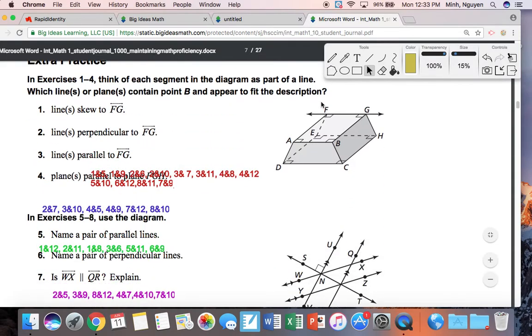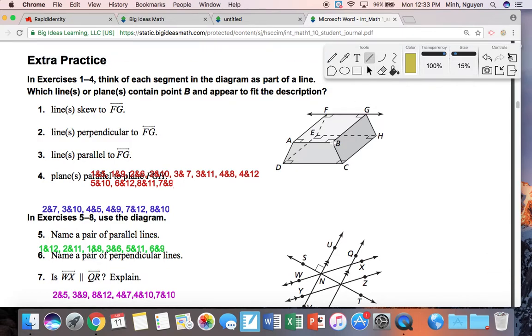Okay, so line skew to FG that contains the point B. I'm going to draw the lines that contain point B first, and then I'll describe which one of these fits. So skew to FG. Line AB is parallel to FG, BG intersects FG, so this must be BC. Perpendicular to FG, oh, perpendicular sign, BG. And sorry, this is supposed to be BC. BC. Parallel, BA.